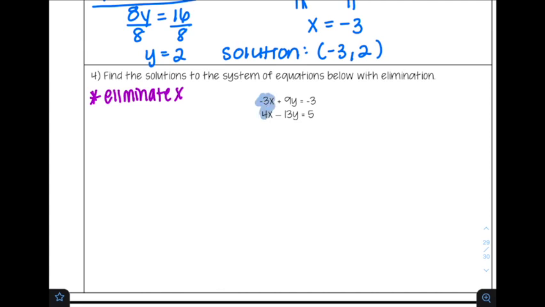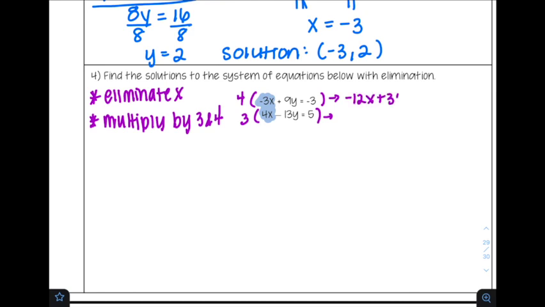So I'm going to be focusing on these two terms. I have to multiply by two values. I have to multiply by 3 and 4. So my first equation, I'm going to multiply by 4 to get 12. In the second equation, I'm going to multiply by 3 in order to get 12. I already have a negative, so I don't have to multiply by a negative. So what I have, when I multiply everything out, I'm just going to move them to the right. I get negative 12x plus 36y equals negative 12. The second equation is 12x minus 39y equals 15.